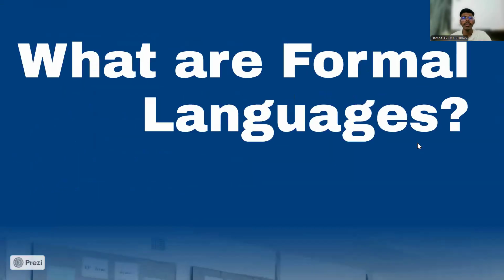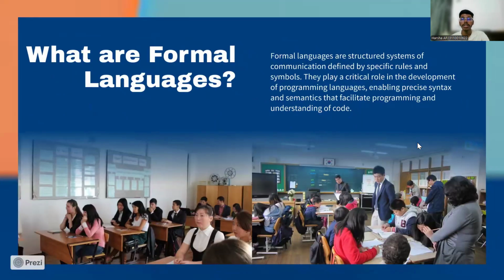So what are formal languages? A formal language is a structured system of symbols governed by strict rules, that is grammar. Formal languages are structured systems of communication defined by specific rules and symbols. They play a critical role in the development of programming languages, enabling precise syntax and semantics that facilitate programming and development of the code.